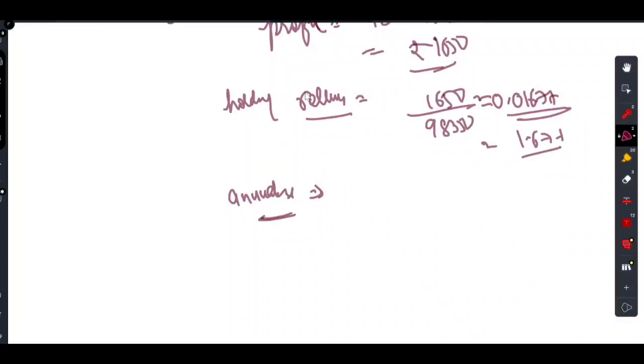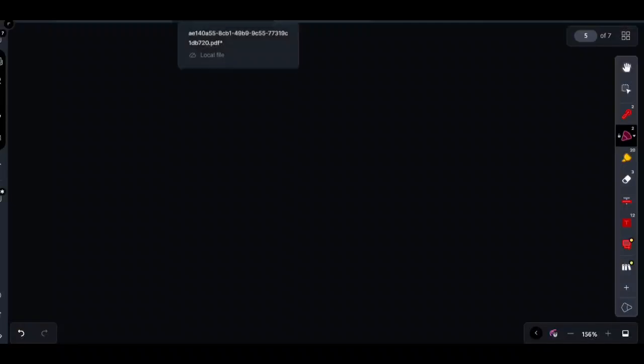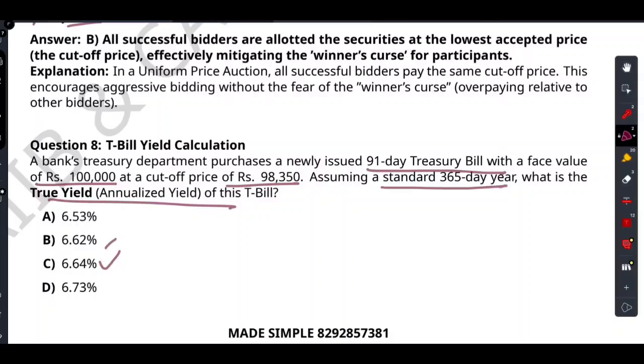Now we annualize it. How many 91-day periods are there in 365 days? So 365 divided by 91. Multiply your return by this: 0.01677 into 100 gives you 6.73%. So we can confidently dismiss the other options, 6.62 and 6.64, because they are the trap.